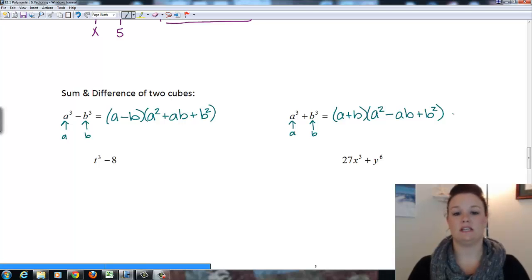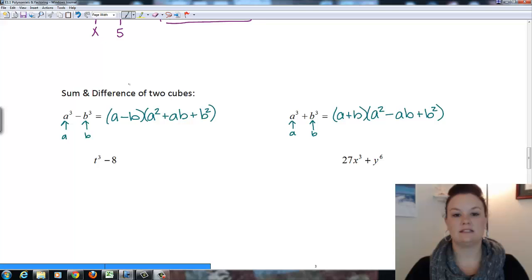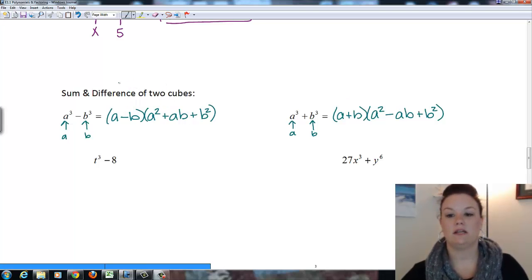So notice these two formulas are almost identical. The only difference is the first two signs. In the first quantity, if you start out with a subtraction, you have a subtraction. If you start out with a sum, you have a sum. And then whatever the first sign is, the next sign is opposite that. Okay? The third sign is always positive. So let's go ahead and look at an example.